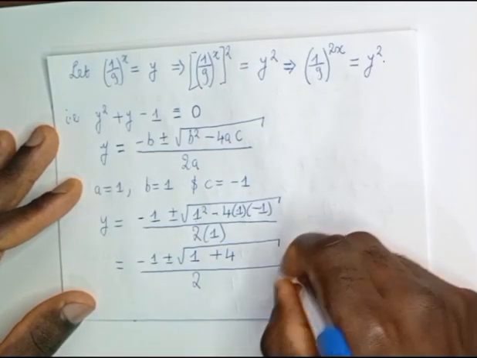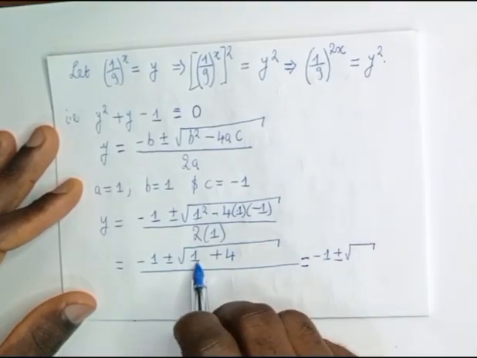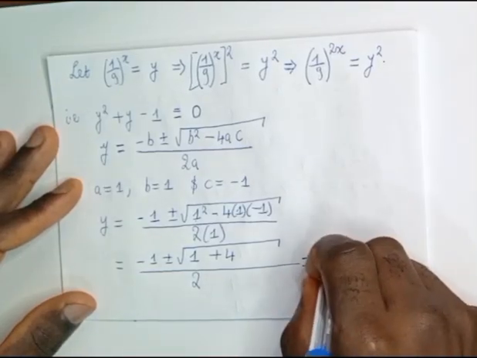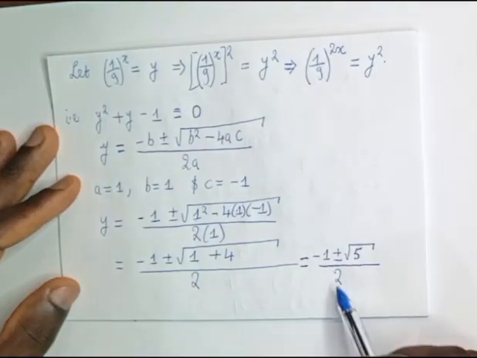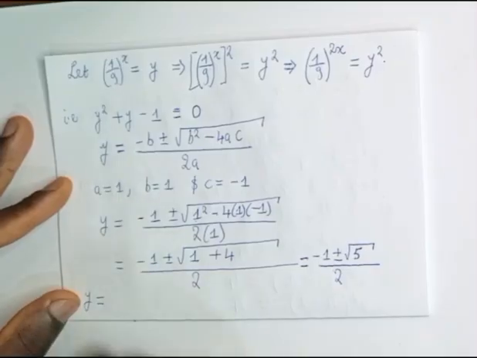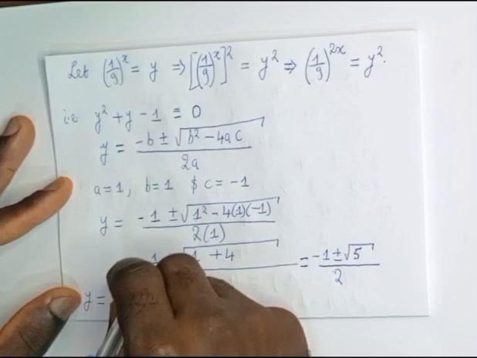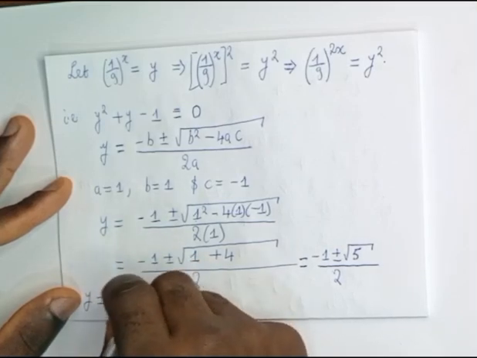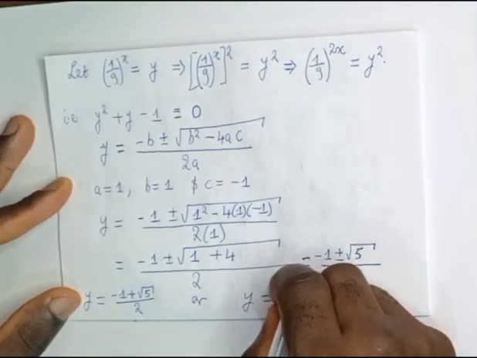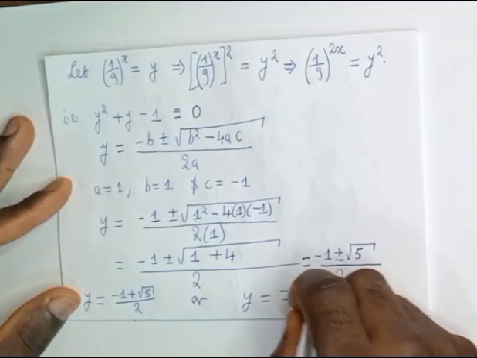This will simply be equal to negative 1 plus or minus the square root of 1 plus 4, which gives us 5. That gives us root 5, all over 2. We cannot be working with addition and subtraction at the same time. It simply means y has two values: y is equal to negative 1 plus root 5, we divide this by 2, or y is equal to negative 1 minus root 5, we divide by 2.